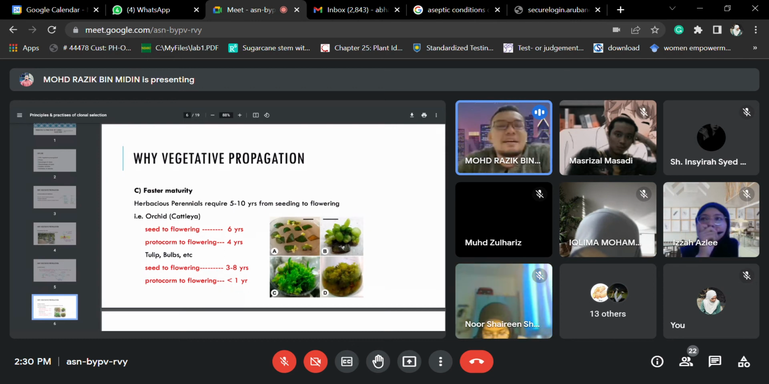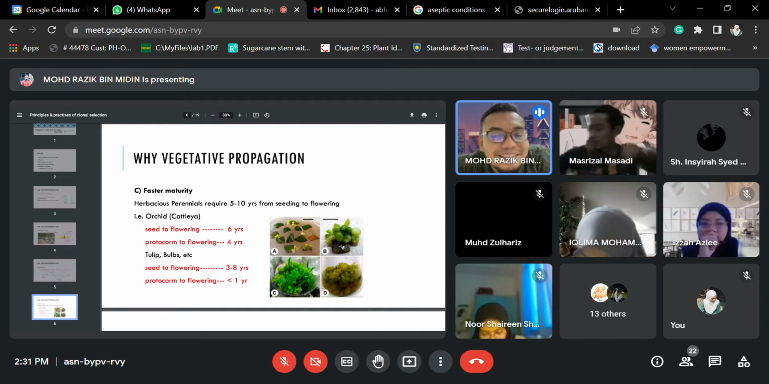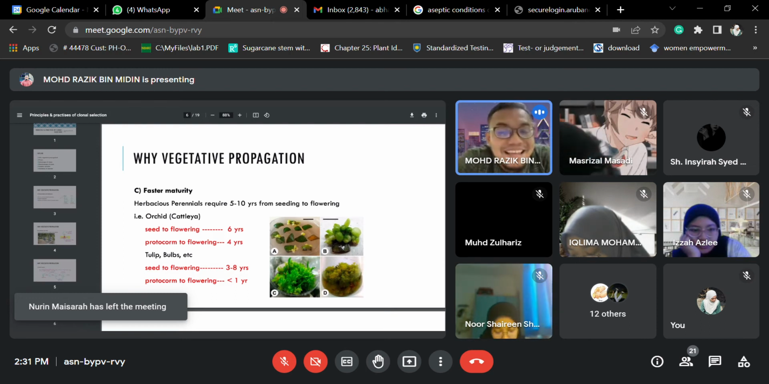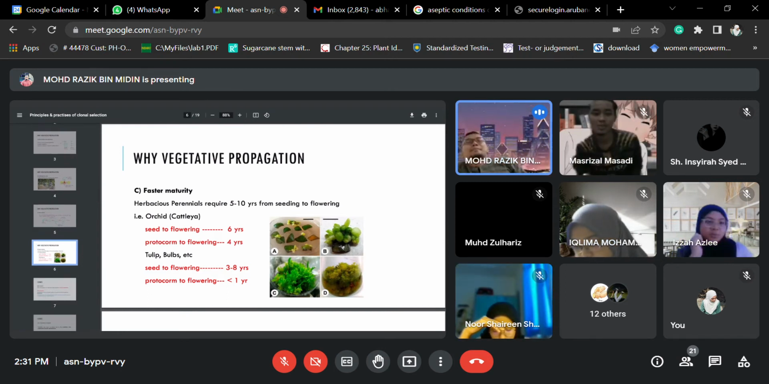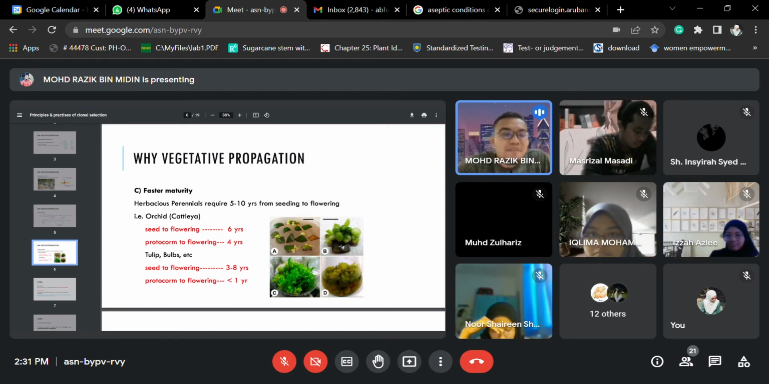We can see, for example, that herbaceous perennials require 5 to 10 years from seedling to flowering, which takes a very long time. For orchids, from seed to flowering takes 6 years, and protocorm to flowering 4 years. For tulips and bulbs, seed to flowering takes 3 to 8 years, and protocorm to flowering less than 1 year. So we can see the rate of maturity of plants propagated by vegetative propagation.